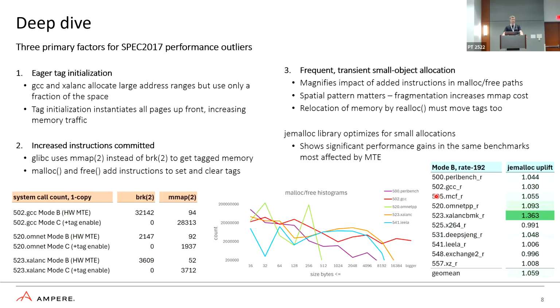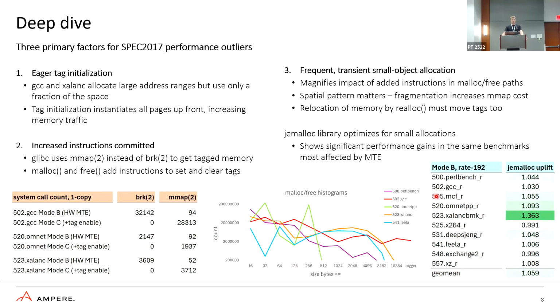Second thing is increase in committed instructions. We're just running more code. We're doing more stuff with tagging enabled, and that comes from two places. First of all, to get tagged memory, you can't use brk to extend the heap. You have to use mmap, and that's a more expensive system call. And also malloc and free just add some work to manage tags, to set and clear the tags on every allocation and free.